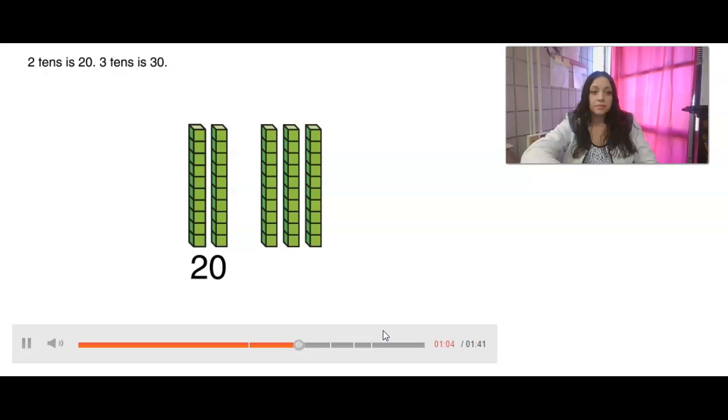2 tens is 20. 3 tens is 30. How is 20 plus 30 like 2 plus 3? What do you notice? We talked about this in our solve and share. Well, when I look at 2 plus 3, I see that that has the digit 2, and it has the digit 3, just like there's the digit 2 and 20 and the digit 3 and 30. 20 is 2 tens, and 30 is 3 tens.